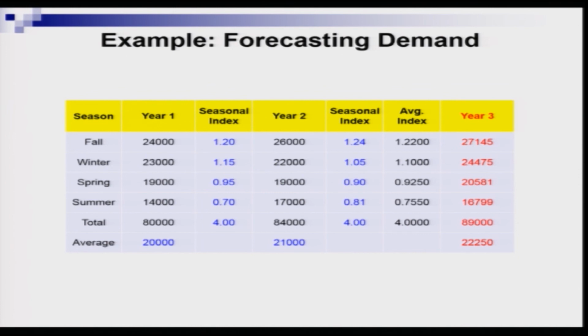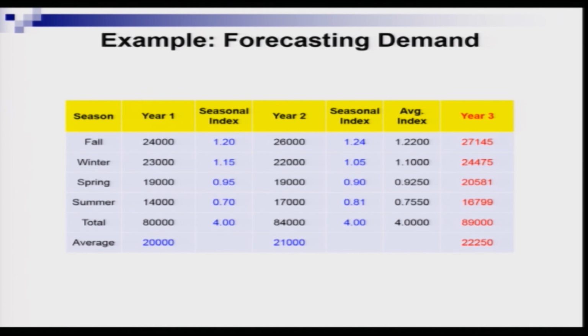We can follow the same technique and calculate the average index values for the other 3 seasons, and again we sum them up and we are again lucky to see the sum being exactly equal to 4. So, we do not need a correction factor here. Next, you have to multiply this average index with the average per season demand for year 3. So, you multiply 1.22 with 22,250 to get the number 27,145 for the fall or autumn semester.